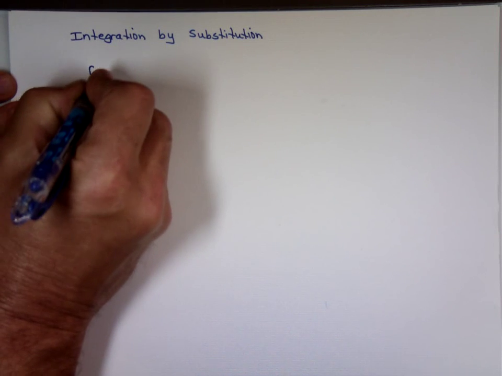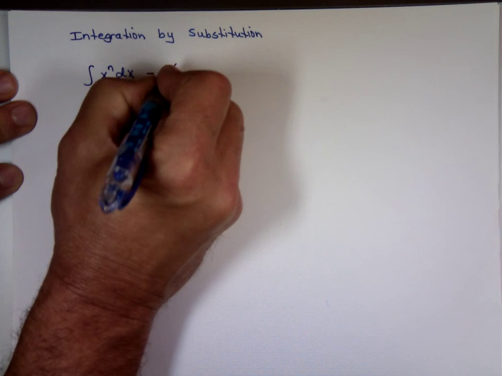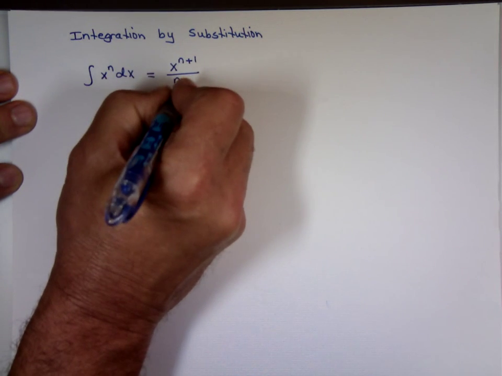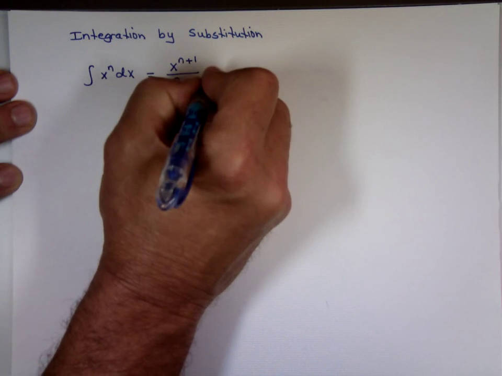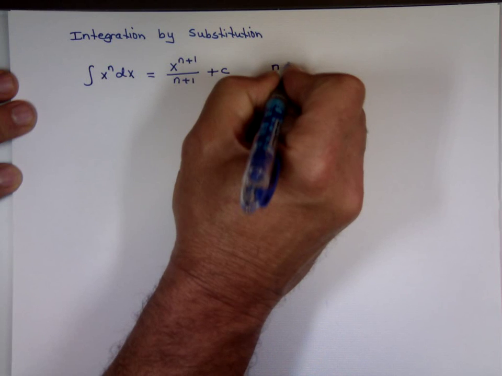We know the integral of x to the n dx. We covered that. You add 1 to the power and you divide by the new power, and you add c to it. And you can't use that. n cannot be -1.